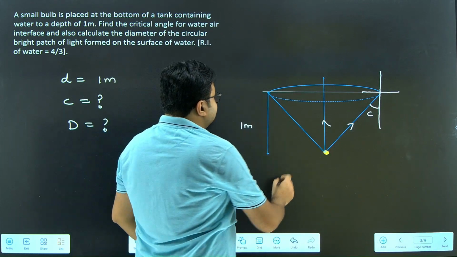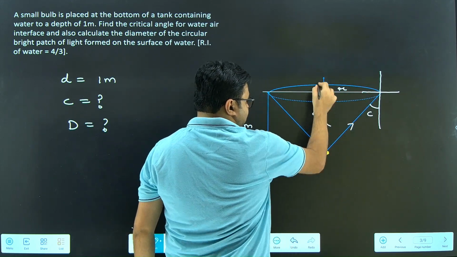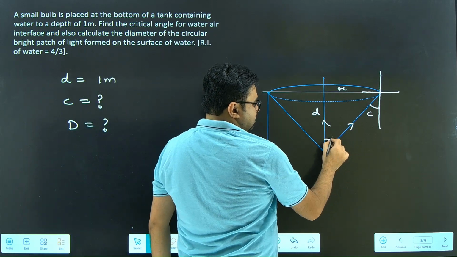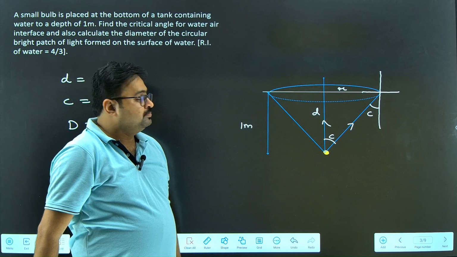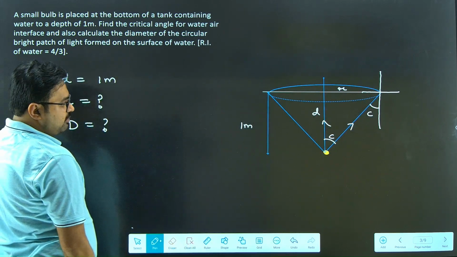So we need to calculate this diameter. Let me call this the radius R, and the depth of the bulb is B. Because this is C, this is also C. They are alternate interior angles for that matter. It's quite easy to solve the question now.